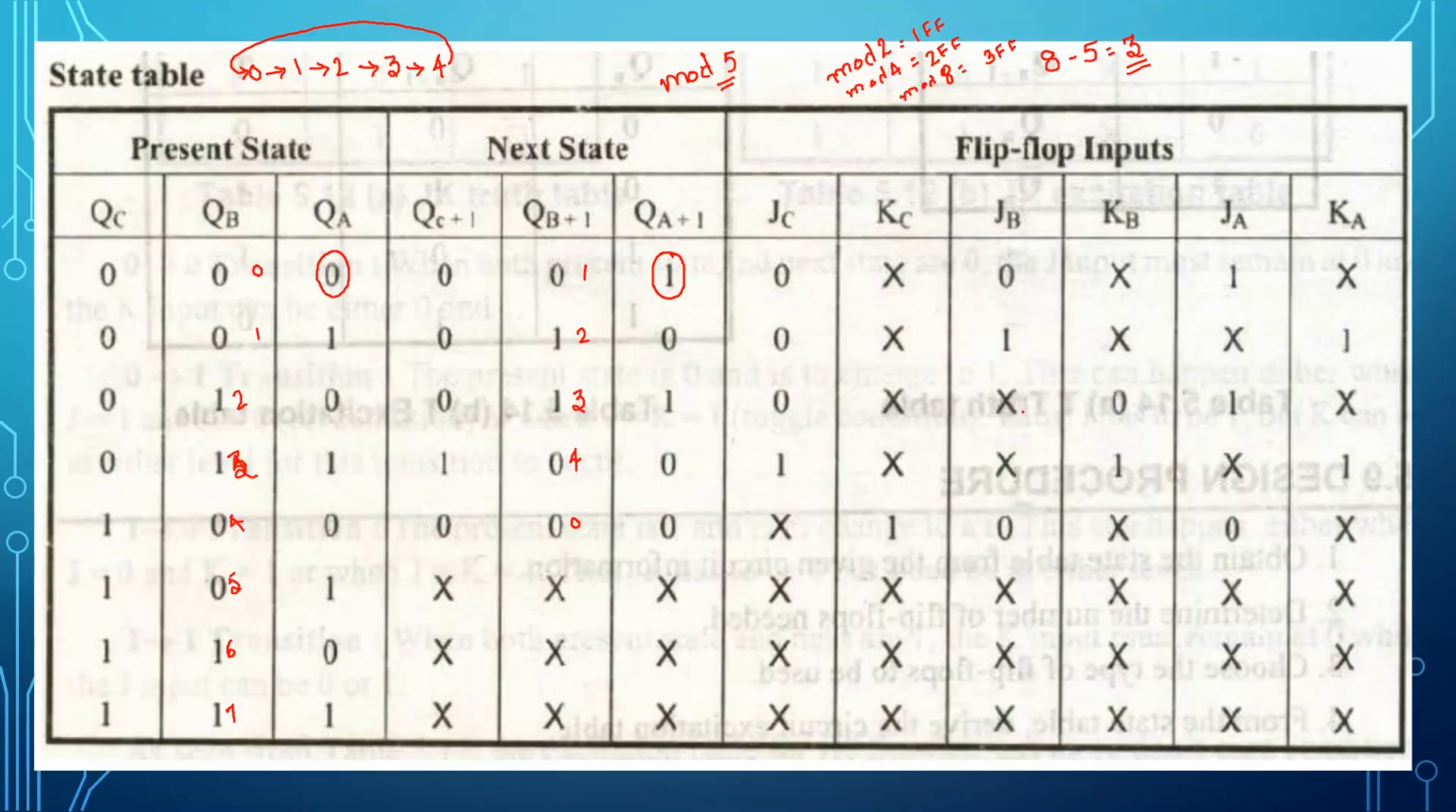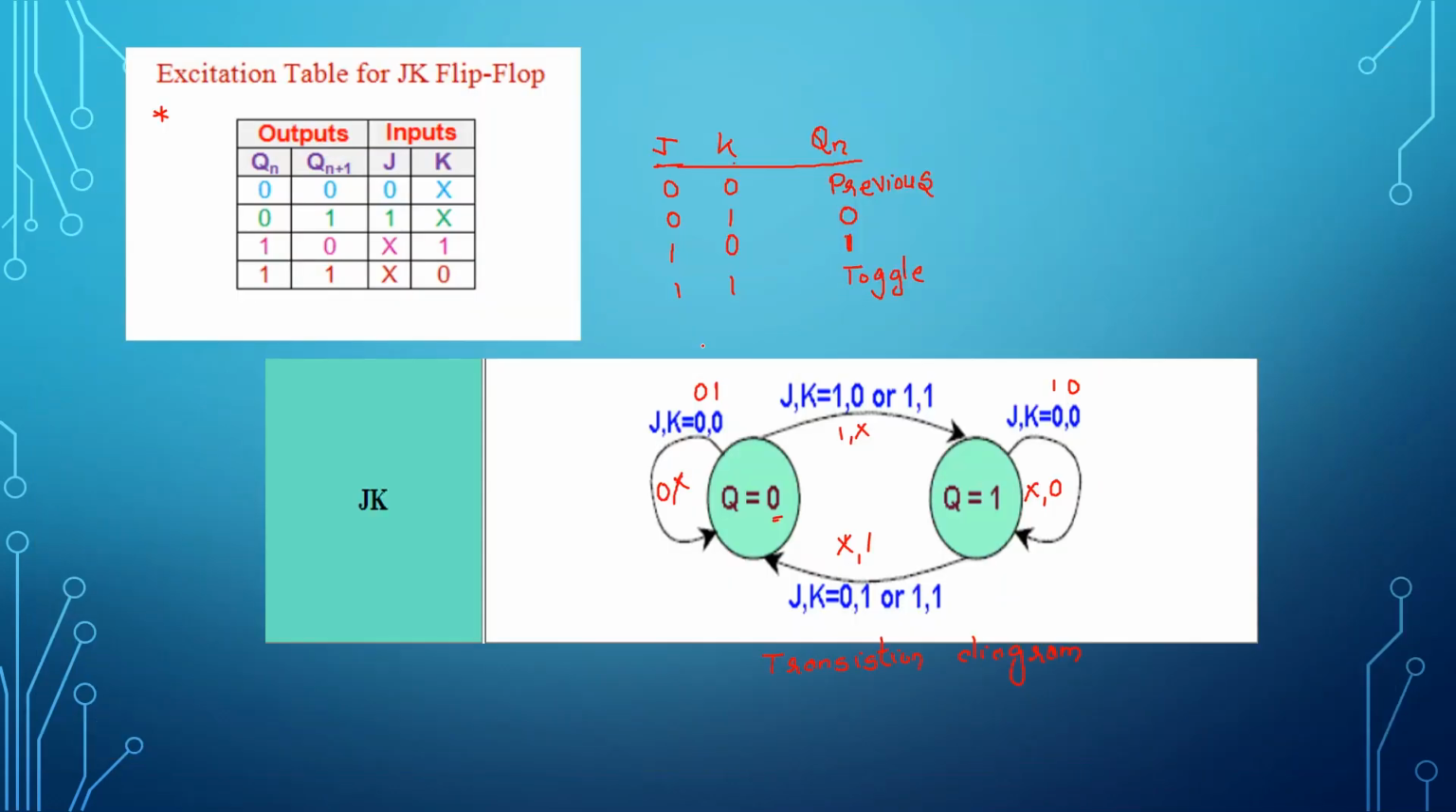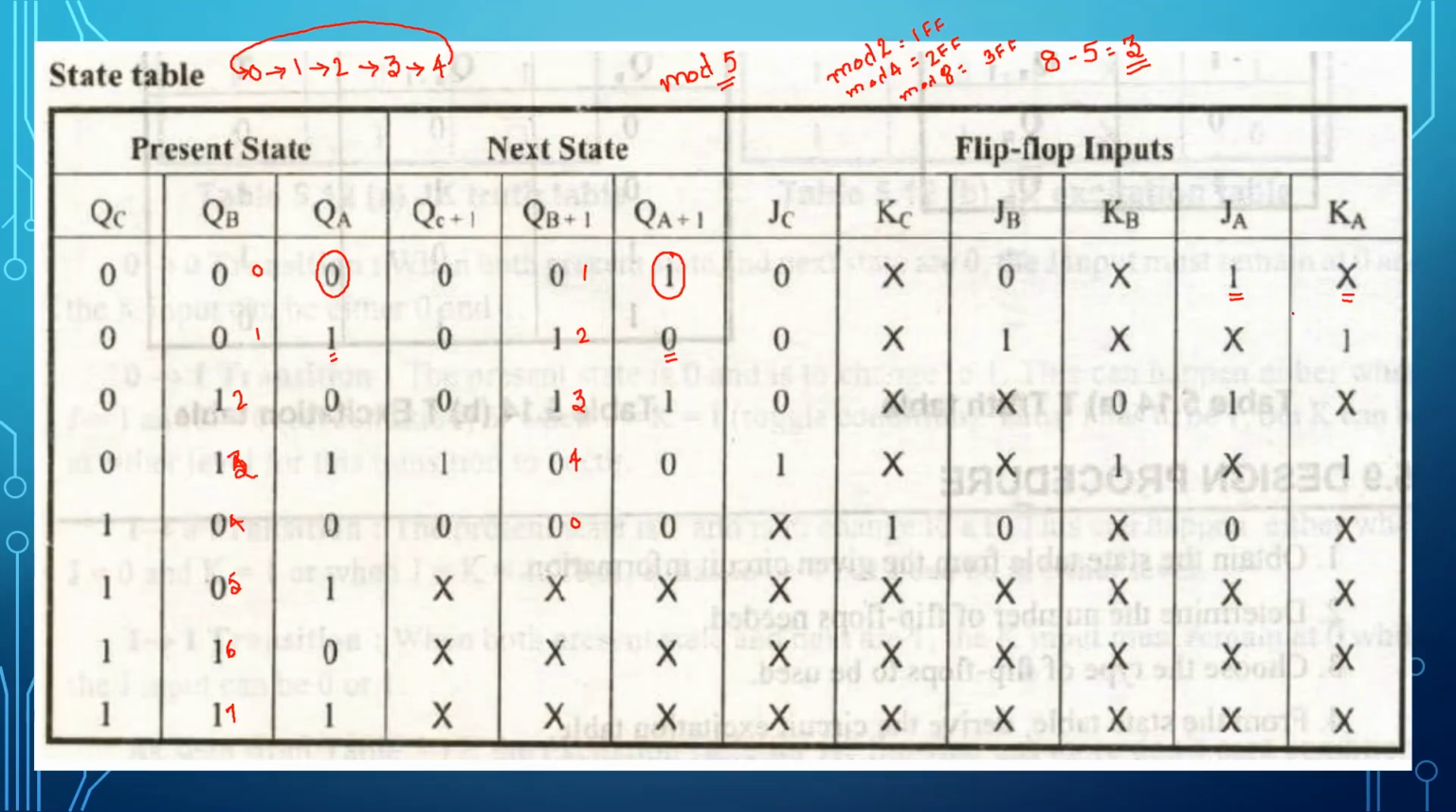See, you have written here: J should be 1, K should be x. This is how you fill it up. It is 1 here and you want it to be 0. So let's check what is JA and KA that can be given. Let's go back. It is 1 and it should become 0. So the input that can be given is x and 1.